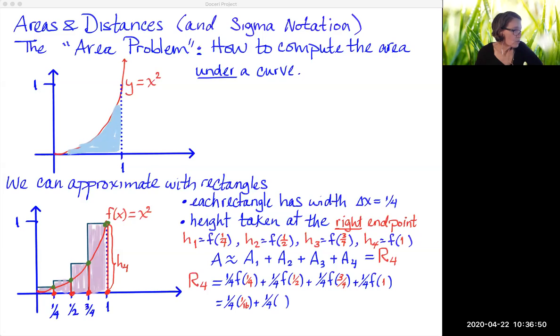And so when I compute f of 1/4, I get 1/16. F of 1/2 is 1/4 because we're just squaring, right? It's a squaring function. So 1/4 squared is 1/16. 1/2 squared is 1/4. 3/4 squared is 9/16. And 1 squared is 1. So I'm just computing f of each of those numbers.